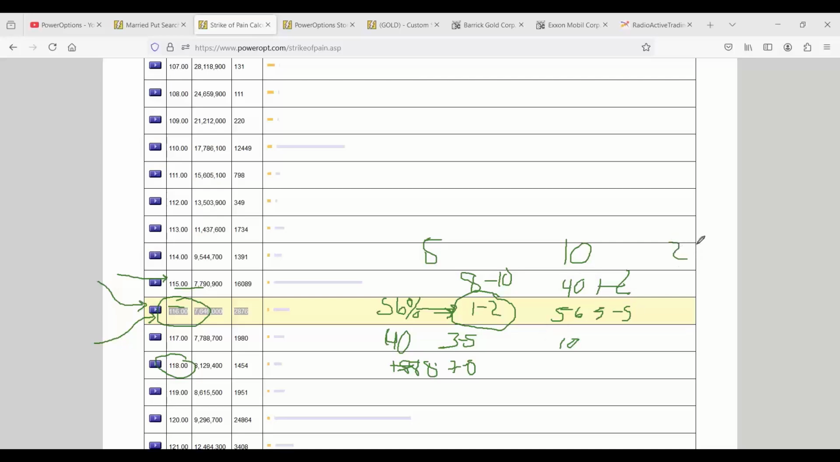And then when I went 20 days out, 10% of the time, it was in the 1 to 2% range. 50% of the time, I'm just going to say, it was in this 3 to 5% range. And 40% of the time, it was beyond that 5 range. It was 5 to 10% in or out of the money away from the strike.